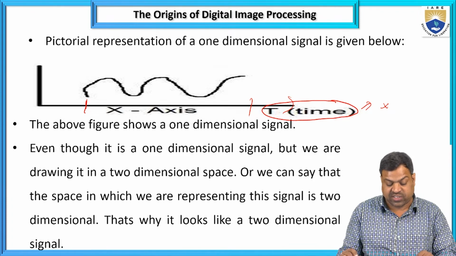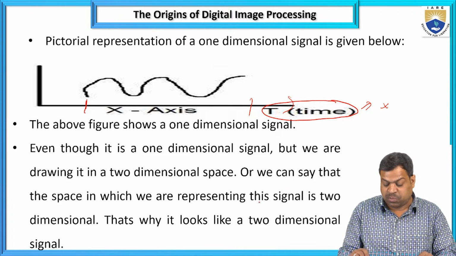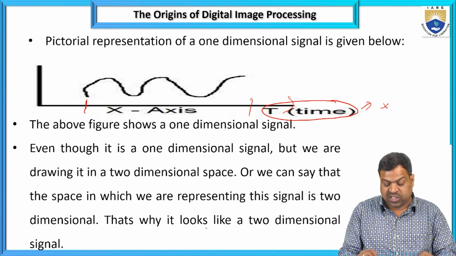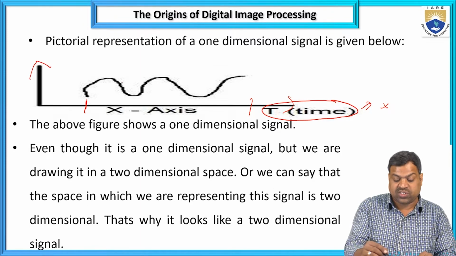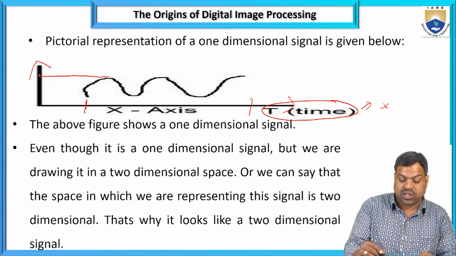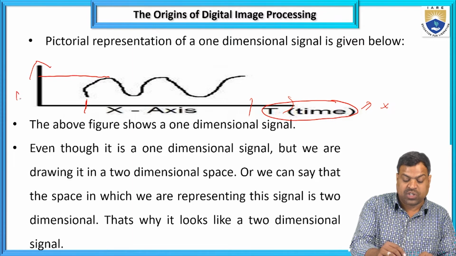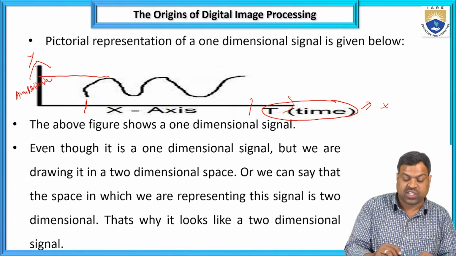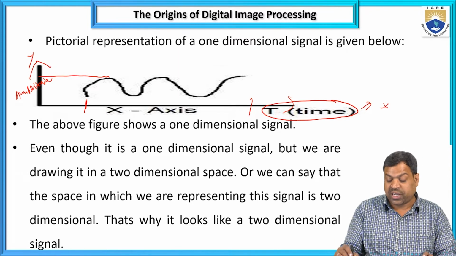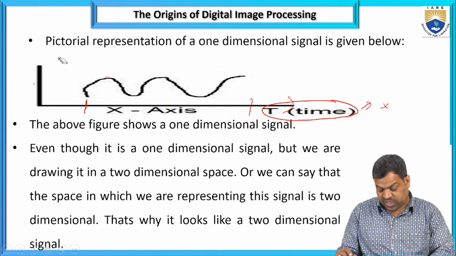Okay, that is the x-axis. And we can say that the space in which we are representing the signal is two-dimensional, that is why it looks like a two-dimensional space. Suppose I take the y-axis as the height, that is the amplitude. Is it possible? Yes, it is possible. But I need only time, I don't want any amplitude here. So that is the reason we are considering only one dimension.